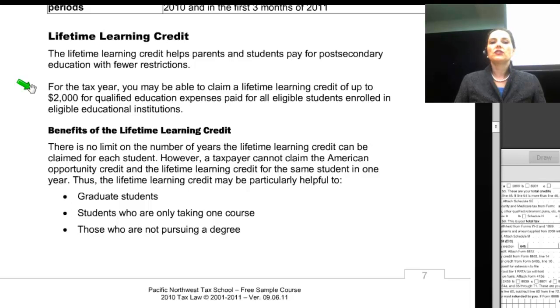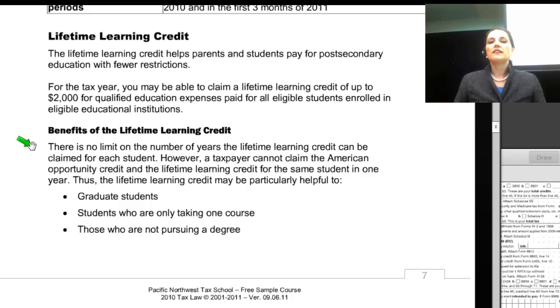And for the tax year, you may be able to claim a Lifetime Learning Credit of up to $2,000 for qualified education expenses paid for all eligible students enrolled in eligible educational institutions. The benefits of the Lifetime Learning Credit?